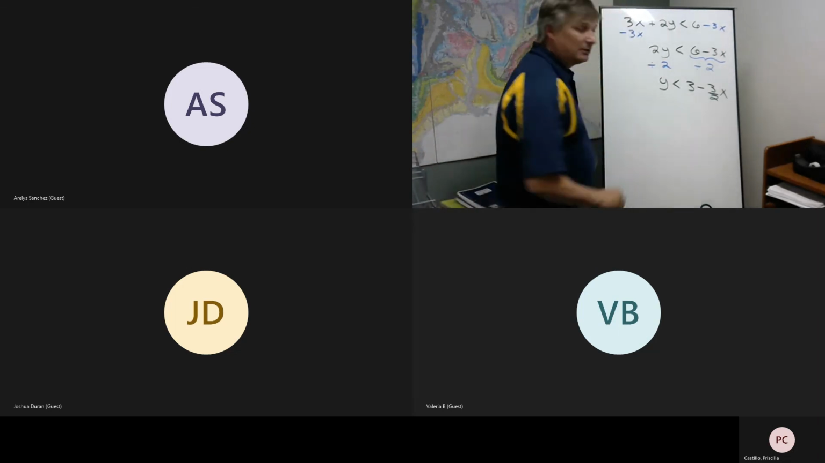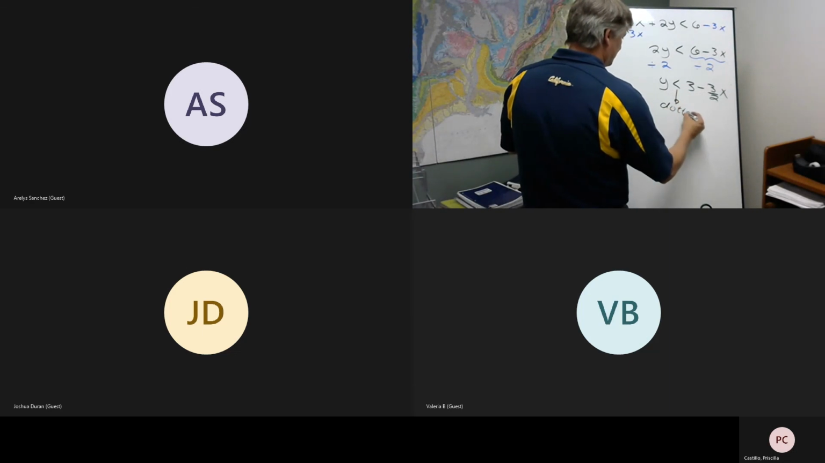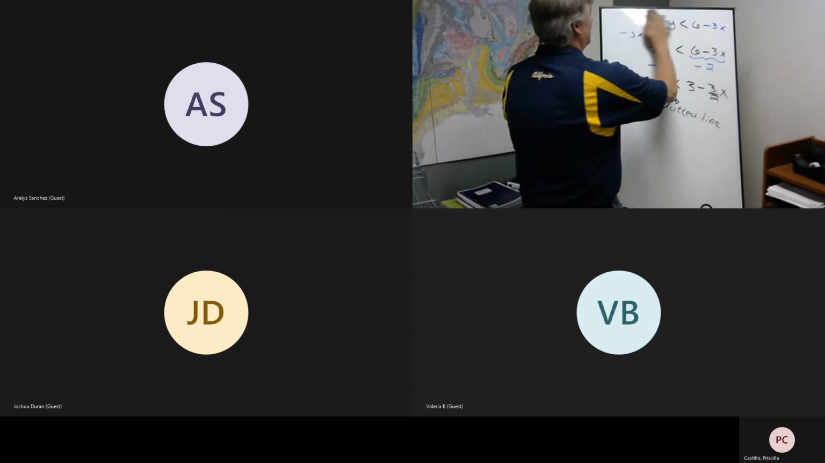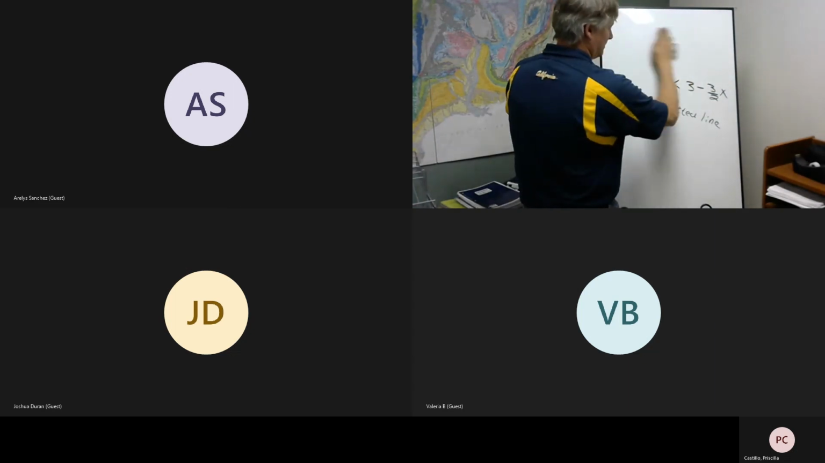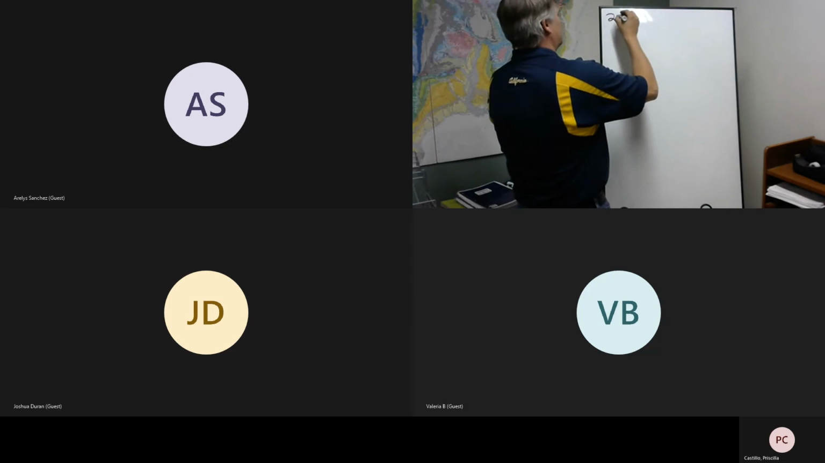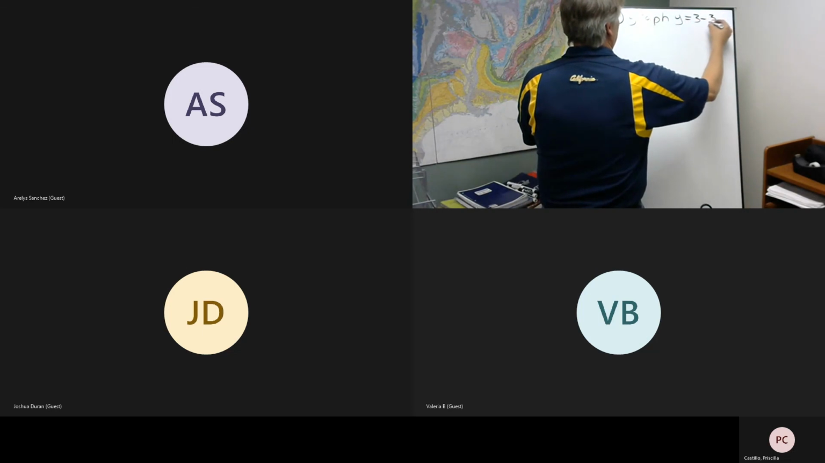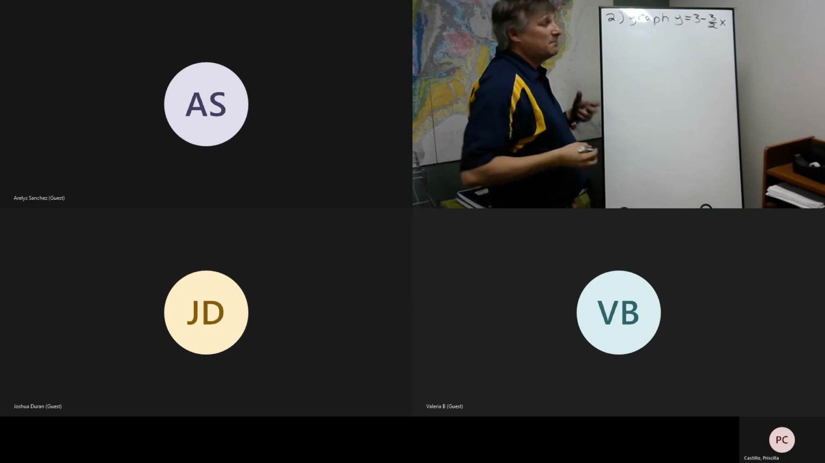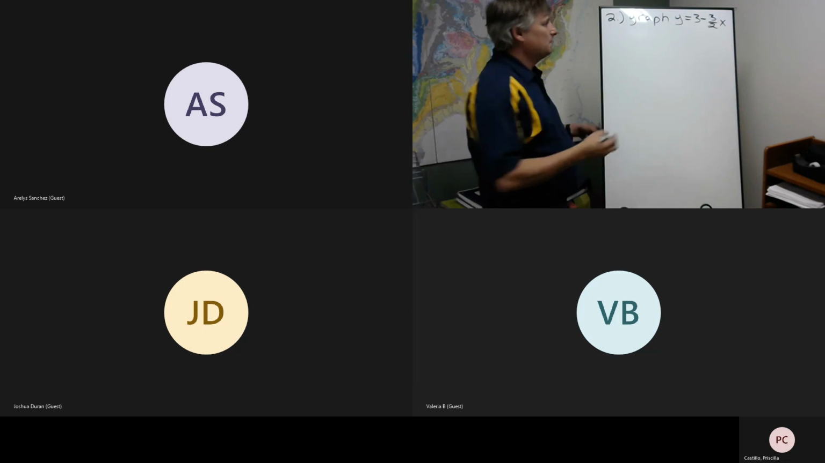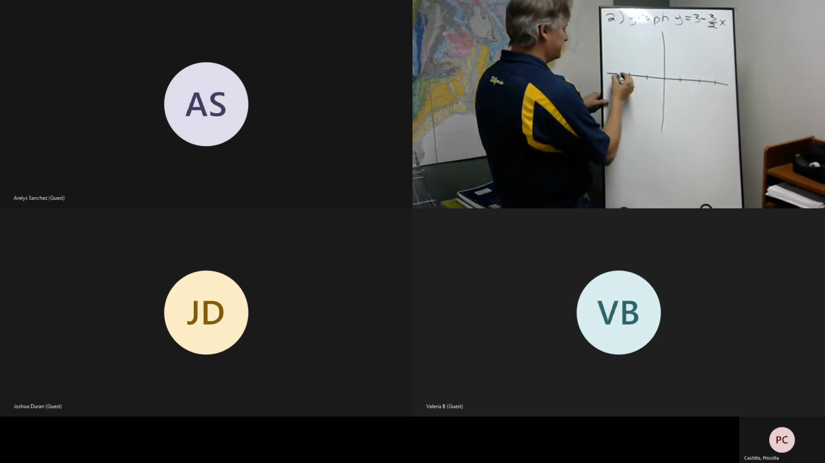So we finally solve for y. And what we know, this is going to be dotted. So now we graph. So y equals 3 minus 3 half x. And what we're going to do, take a look at our Cartesian plane here.